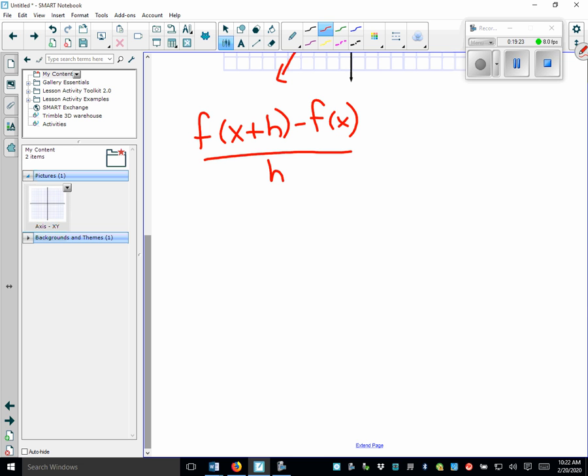What is this? The difference quotient. It will be on the test. You better know how to do it. So we don't have to memorize that? No. Okay. Not yet. Find the difference quotient for this function.